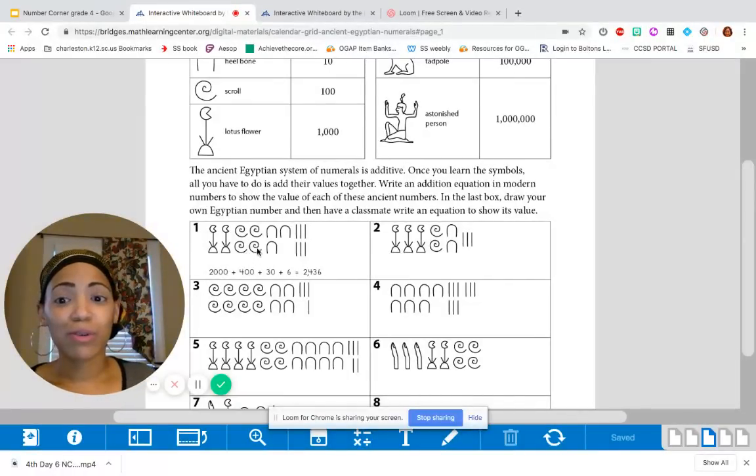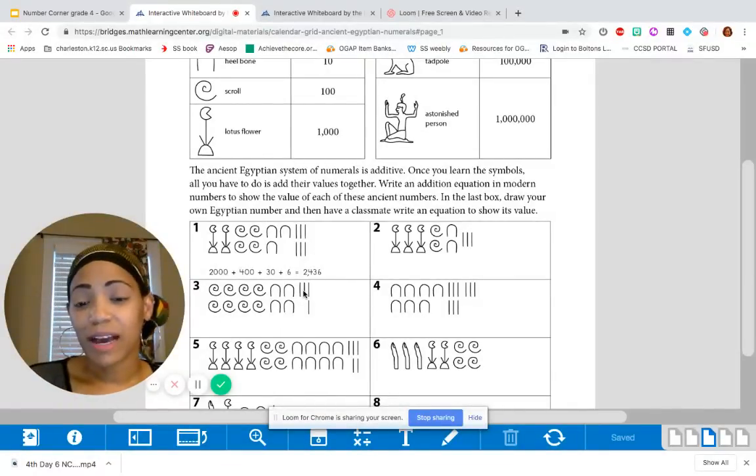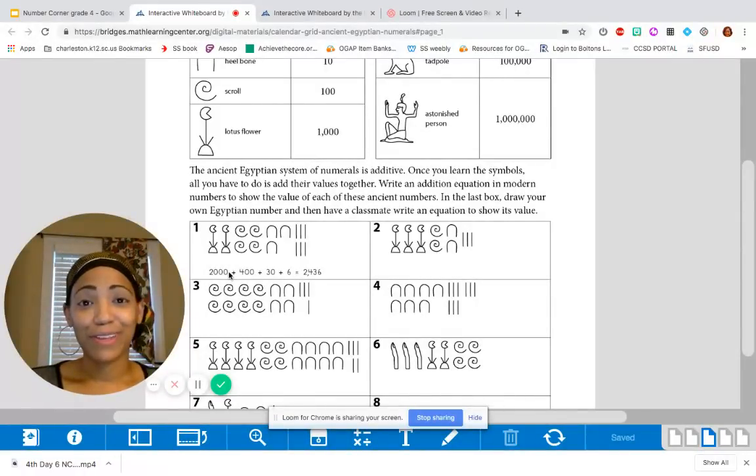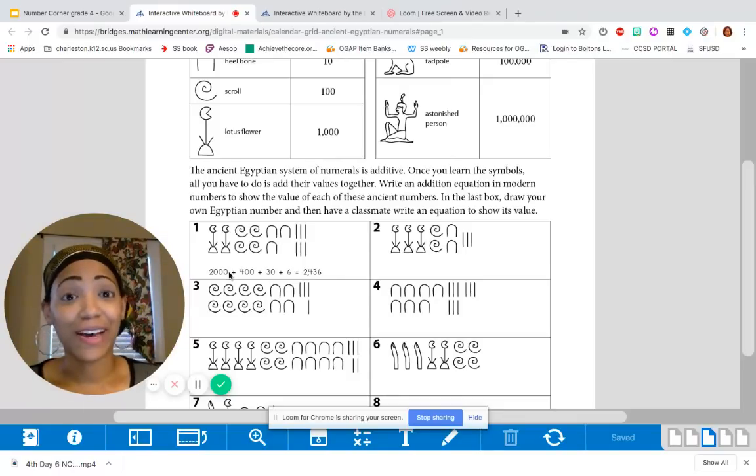You have 4 scrolls, so that's 400, 3 heel bones, 30, and 6 staff. So when you put it together, it's 2,436. It's really helpful that each of these numbers has its own place value. If you didn't notice that we've been working on place value this whole time, shame on you. Just kidding. Let's do number 2 together.